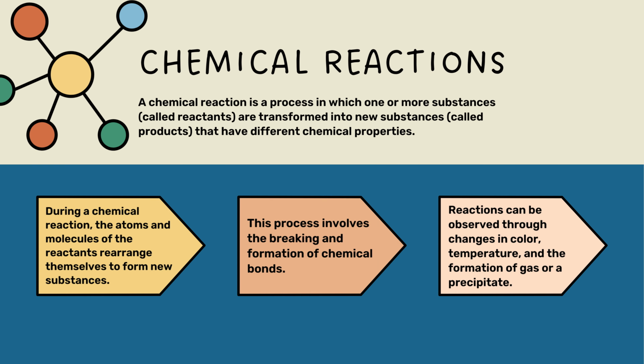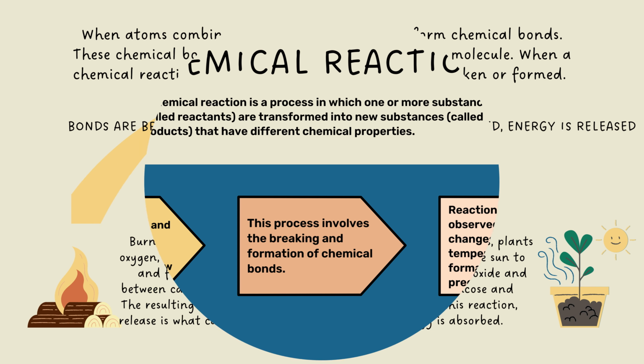Let's move ahead to chemical reactions. A chemical reaction is a process in which one or more substances, called reactants, are transformed into new substances, called products, that have different chemical properties. Here are some properties. During a chemical reaction, the atoms and molecules of the reactants rearrange themselves to form new substances. This process involves the breaking and formation of chemical bonds. Reactions can be observed through changes in color, temperature, and the formation of gas or a precipitate.